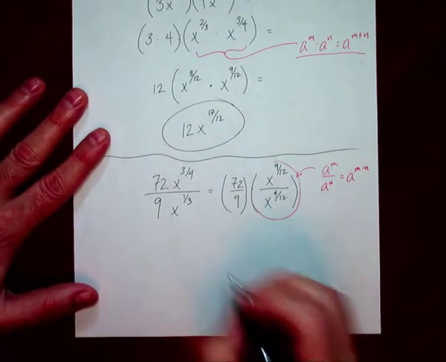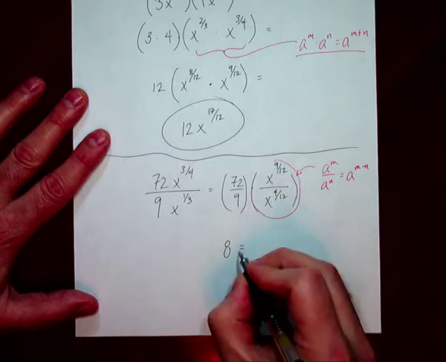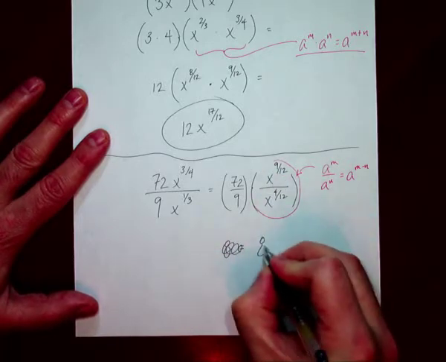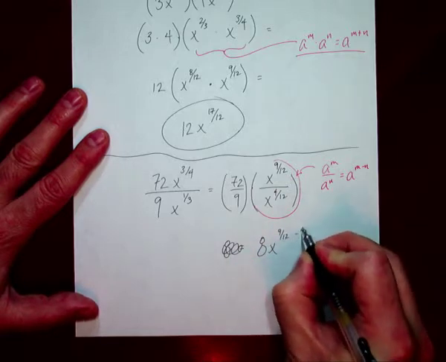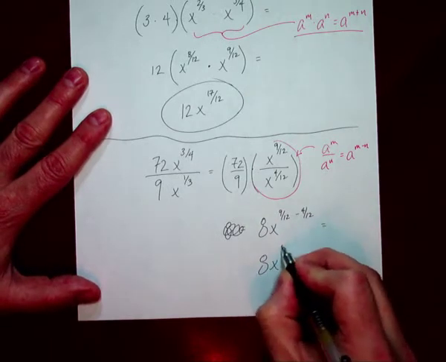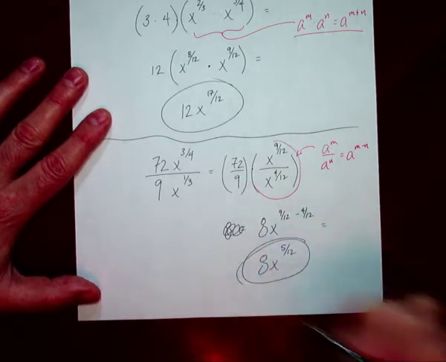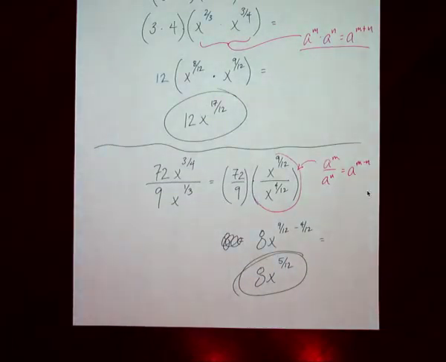But 72 over 9 reduces to 8, and x to the 9/12 minus 4/12, or 8x to the 5/12. Okay, and that is it simplified. We'll go ahead and do one more example, and then we'll move on to properties of logarithms.